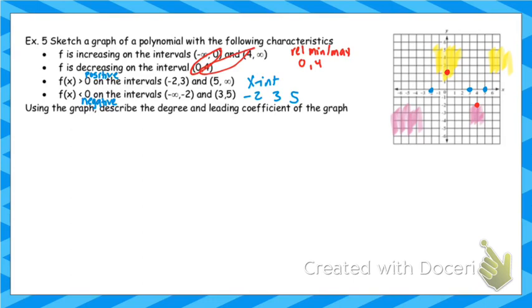Then from this point, I'm just going to sketch a graph. Since it's a polynomial, it should be kind of that smooth, continuous curve with no sharp turns. And now I have a graph that meets these criteria.